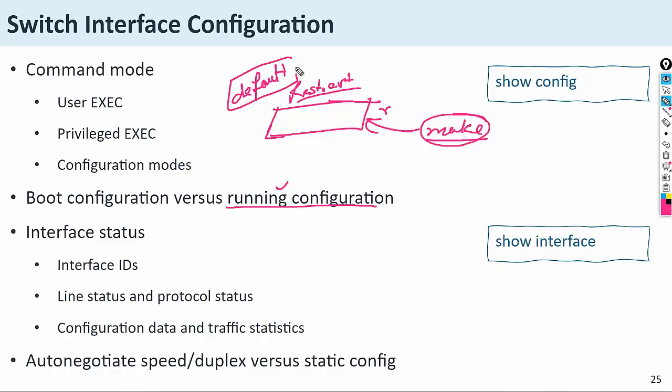This default will be called the boot configuration. Boot configuration is a type of configuration. When your switch restarts, this configuration will not change. But running configuration is the type of configuration which is in the running state. Once your system restarts, it will be restored from the boot configuration.